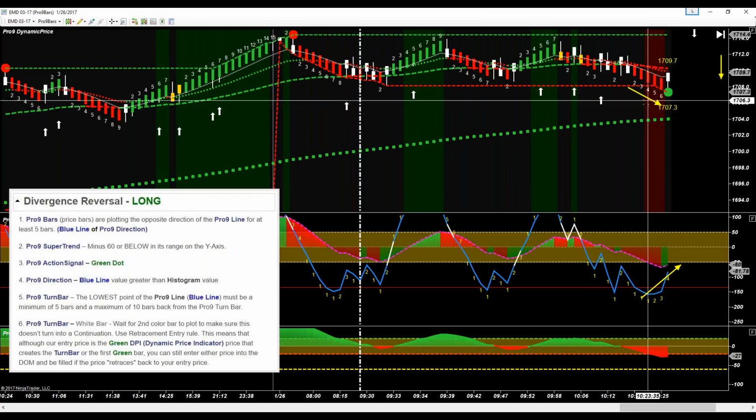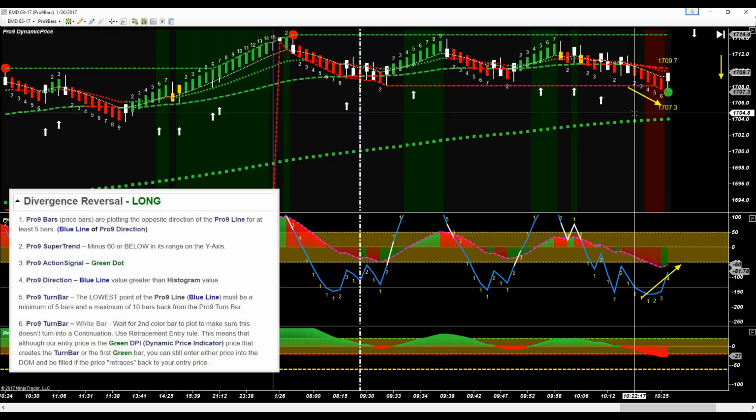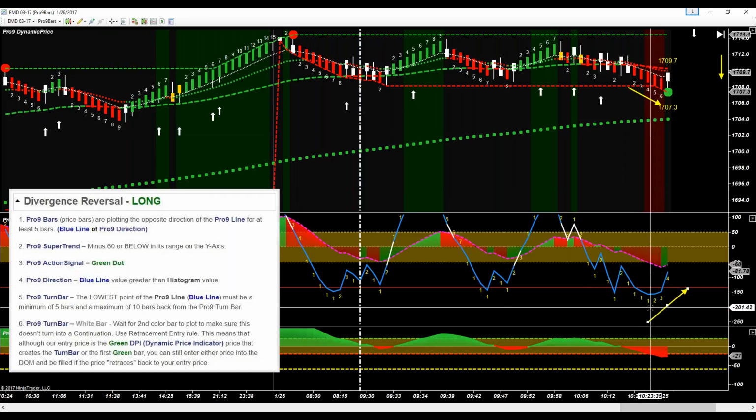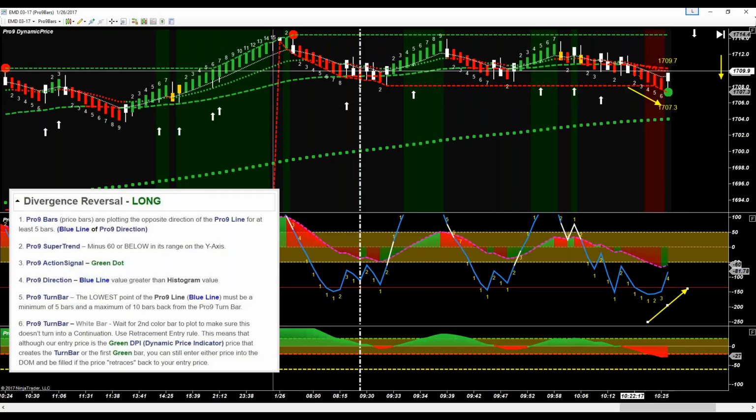Then next, we are looking for the price bars to be plotting in the opposite direction of the blue line, or vice versa. Both really is the same thing. These numbers on the blue line keep track of this for you. They will start counting sequentially when the blue line is moving in the opposite direction of the current trend of the price bars.